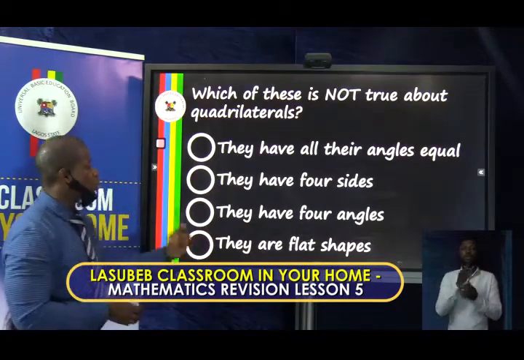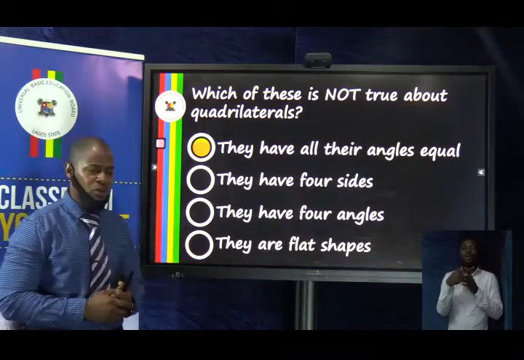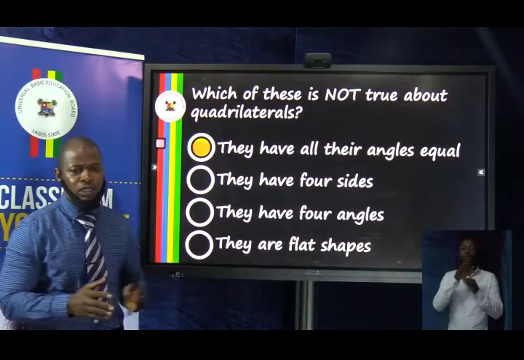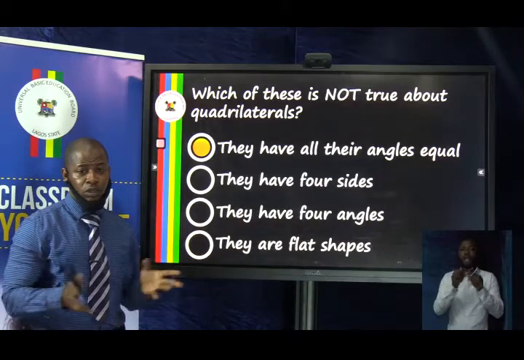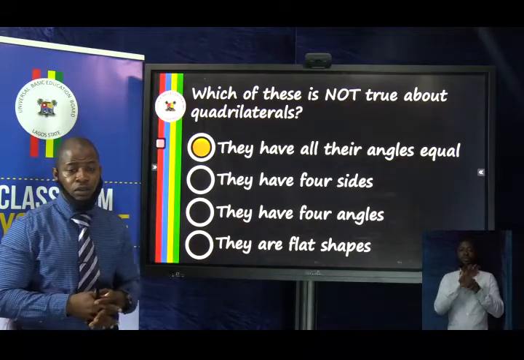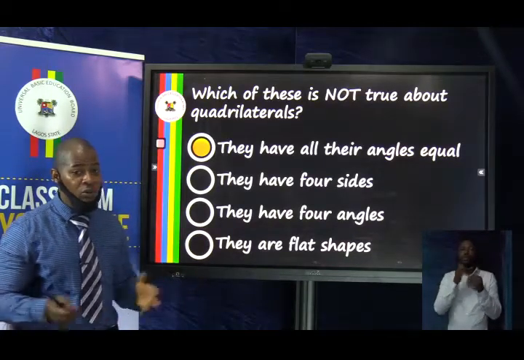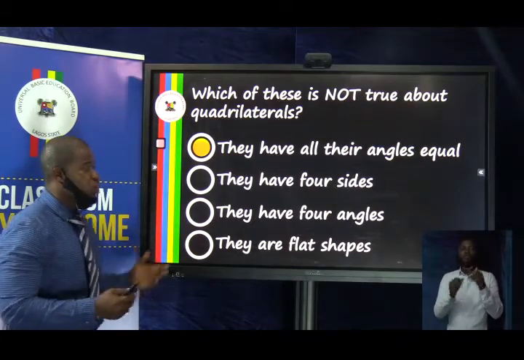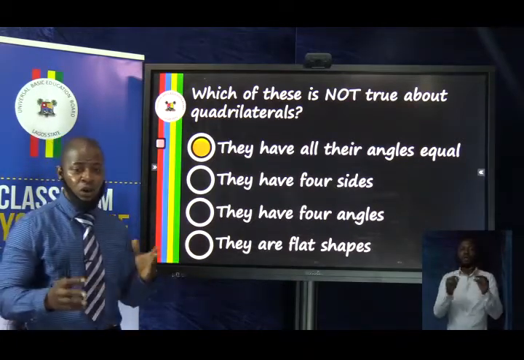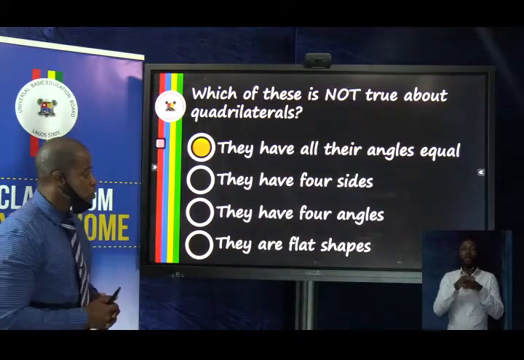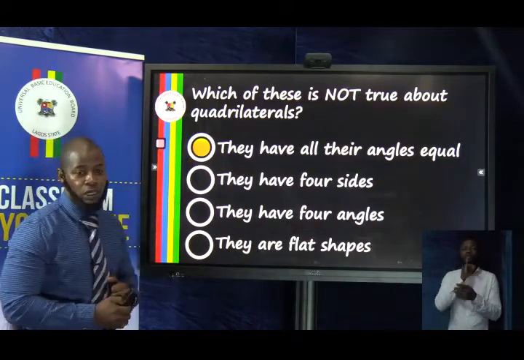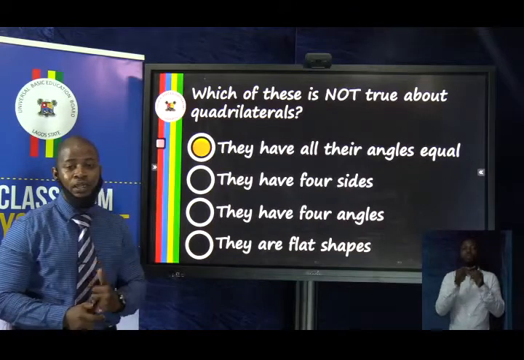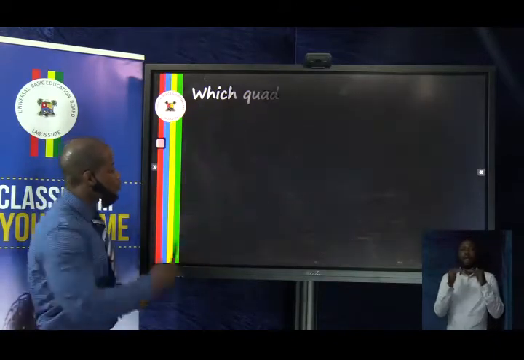The correct option is the first one. They have all the angles equal. No, not all quadrilaterals have their angles equal. I mean, a parallelogram will not have all its angles equal. A trapezium will not have all its angles equal. A rhombus will not have all its angles equal. So those are quadrilaterals that have their angles, all of them or some of them, unequal to others. So this option is wrong. Not all quadrilaterals have their angles equal.